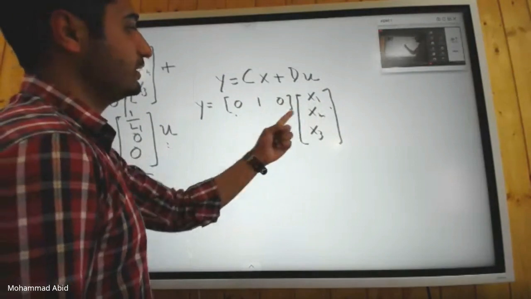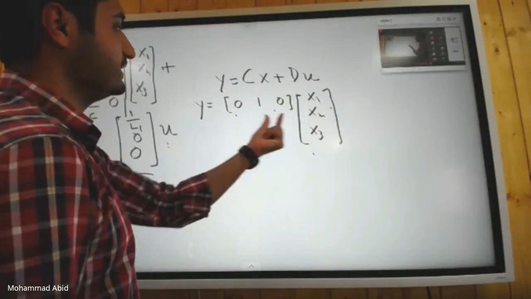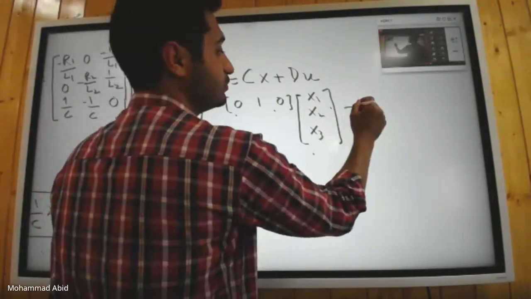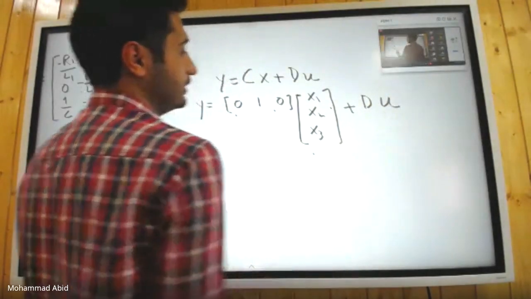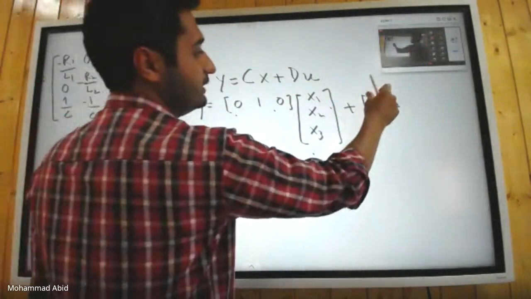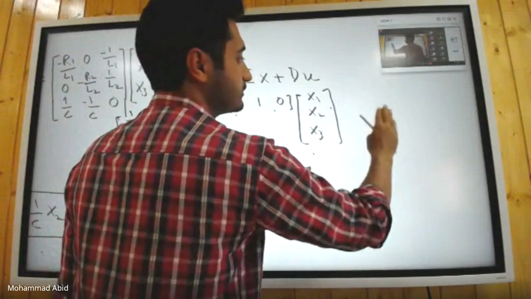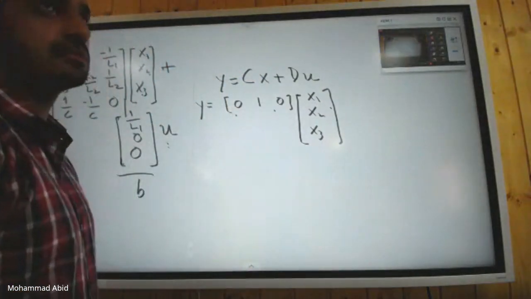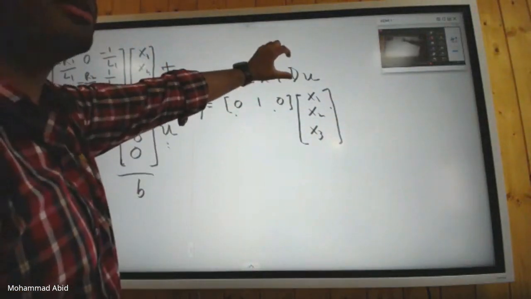0 times x1, 1 times x2, and 0 times x3. So your y is just x2, and you're having plus du term, isn't it? There is no relation of output to input, so your d becomes 0. So this term vanishes. For most of the systems that you encounter, we don't have this d matrix.